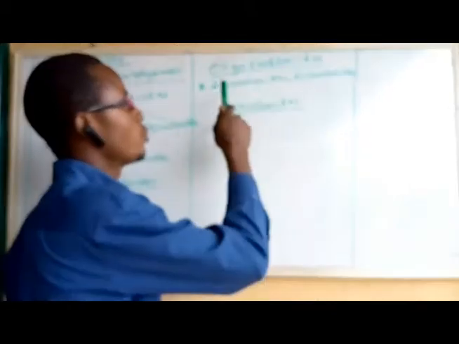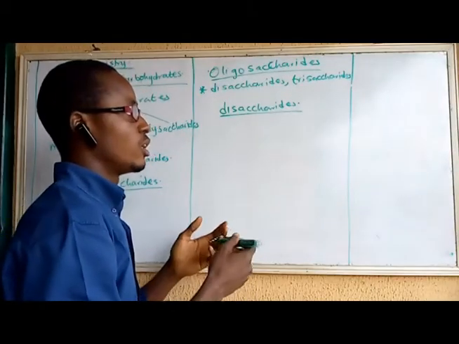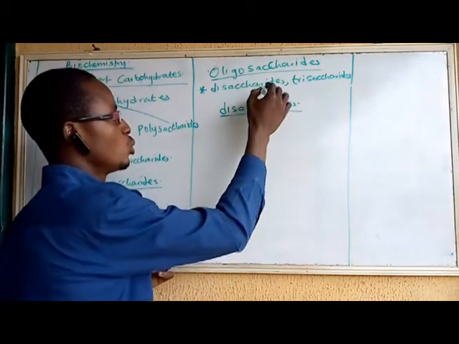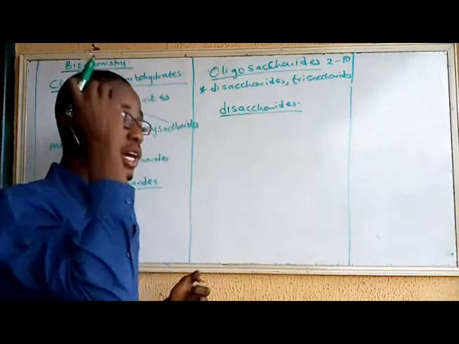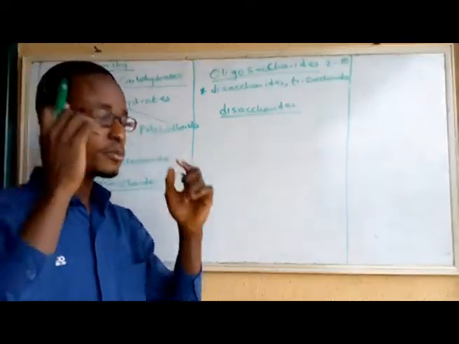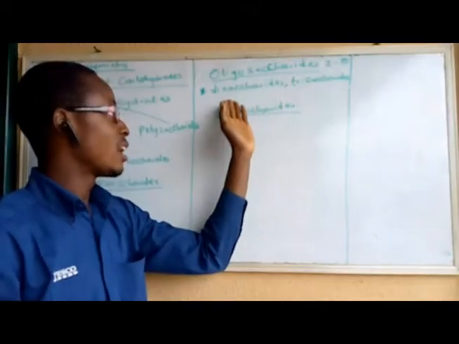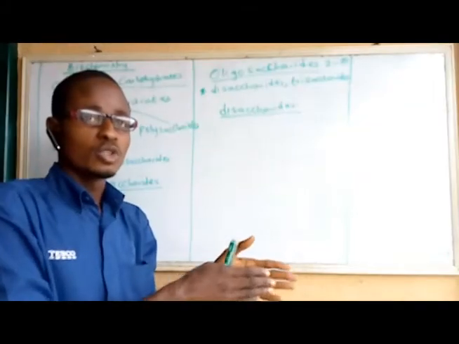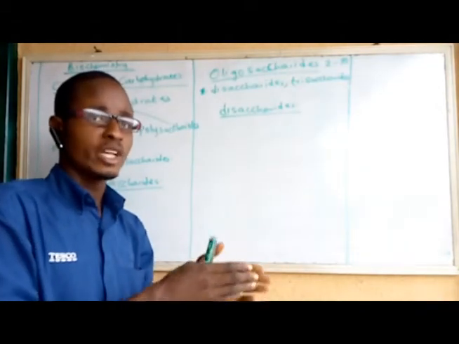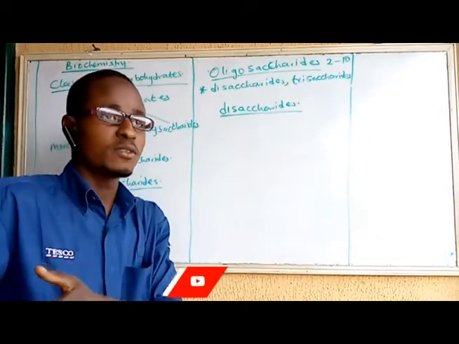So when you perform hydrolysis for oligosaccharides, you break down into what? Between 2 to 10 molecules of simple sugars, which are the monosaccharides. When you perform hydrolysis of oligosaccharides, they are just between 2 to 10. So when you break them down on hydrolysis, they produce between 2 to 10 molecules of simple sugars.